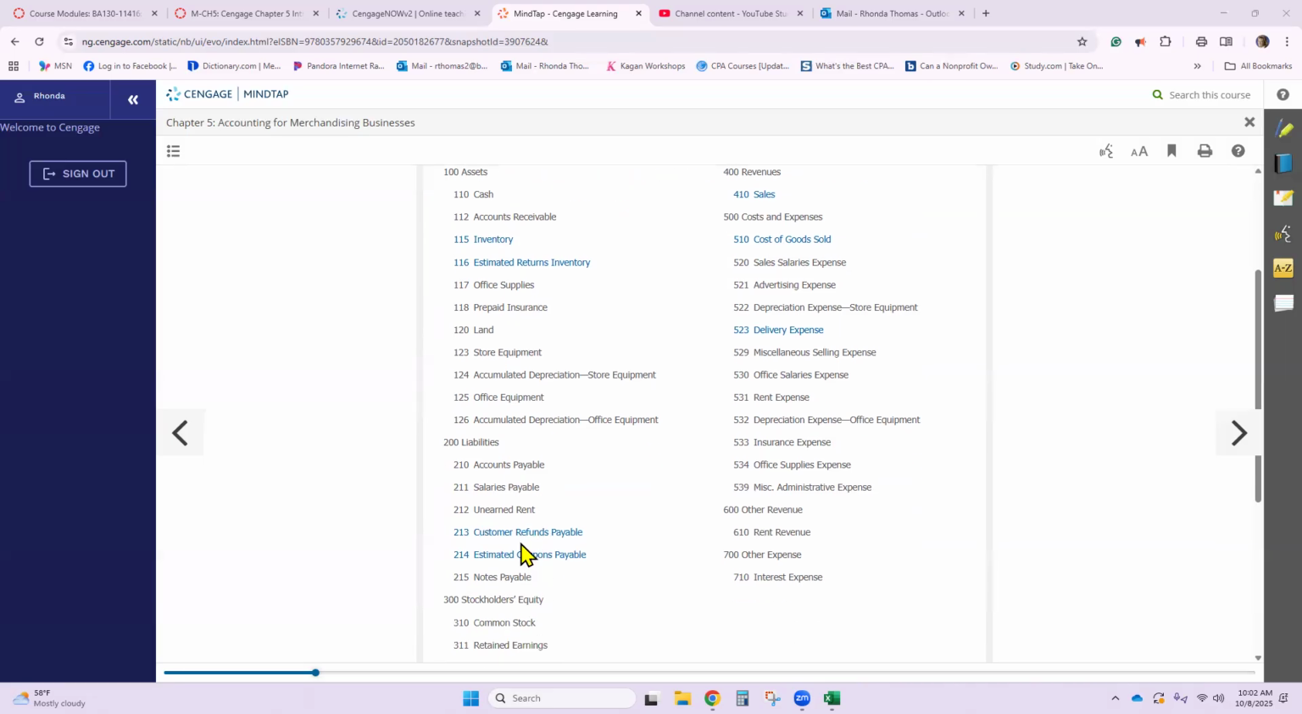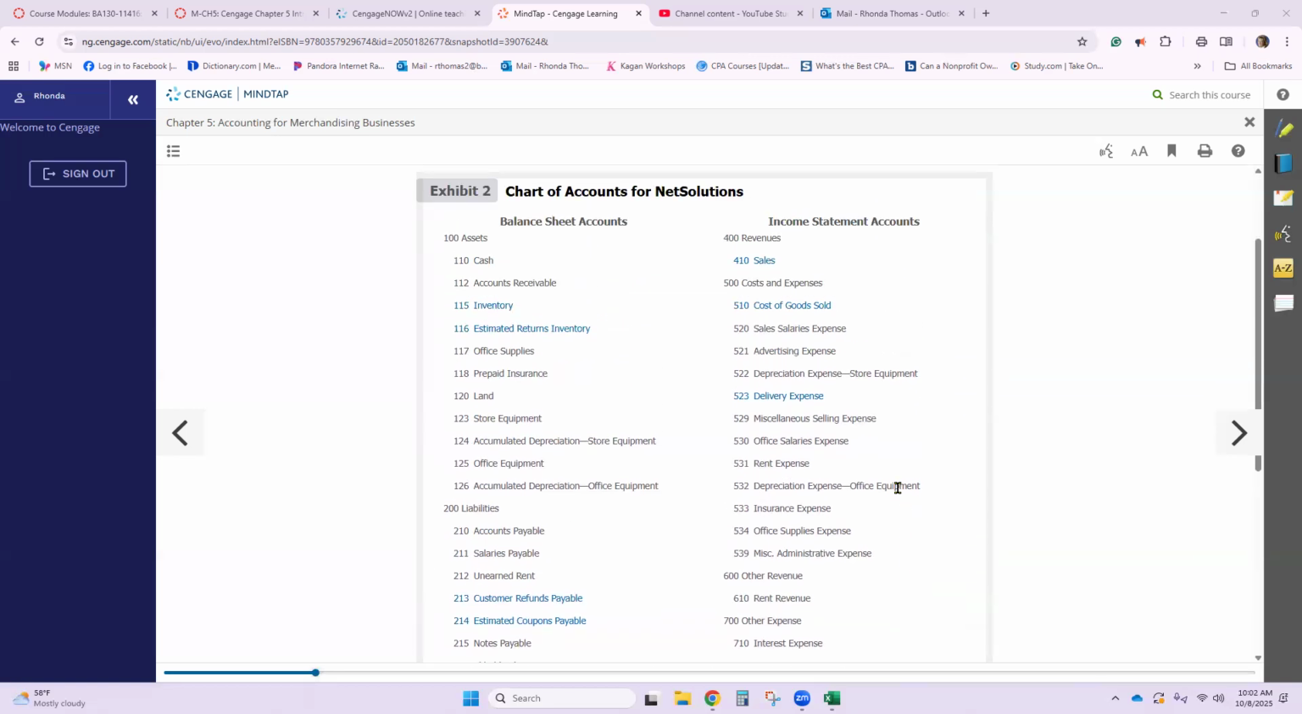We've got two new liabilities: customer refunds payable. If we have product, we can expect to have returns from time to time, and when customers return, they'll want a refund. There could be some coupons involved with selling something. That's usually a marketing campaign of some kind. So that's a liability. Okay.